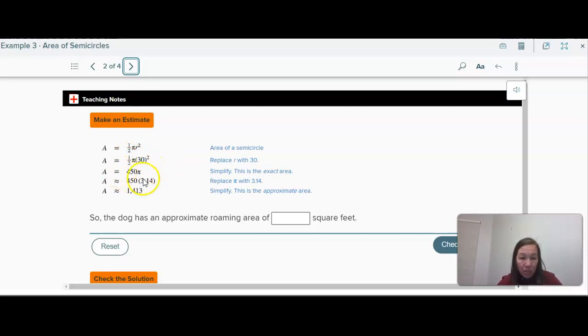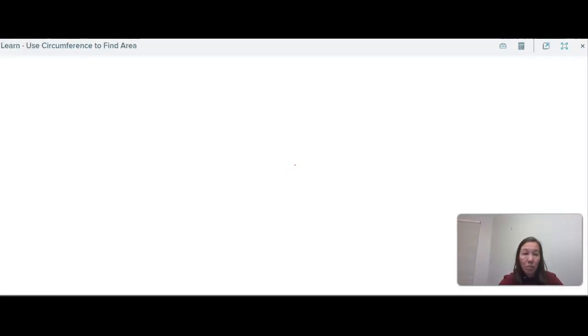And then again, you could plug this in your calculator, or this if you don't have a pi button. And we get about 1413 square feet. So that's how much room the dog has if it's a semicircle.